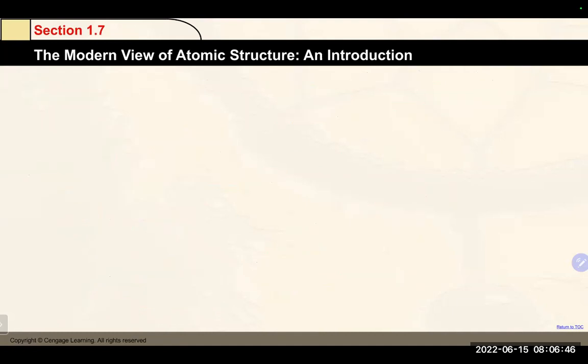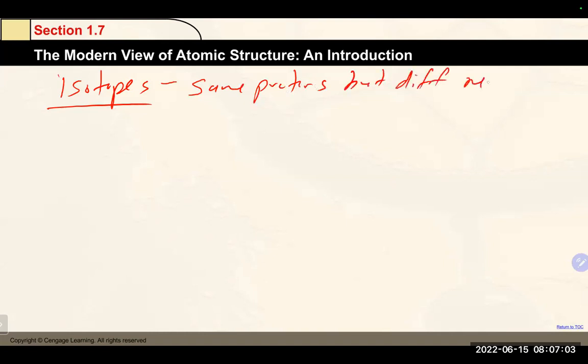We then moved on to talking about isotopes, which are the same element but have different masses. The difference is they have the same protons but different neutrons. And obviously that is why they have a different mass.